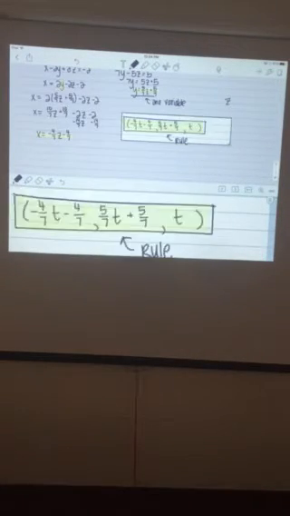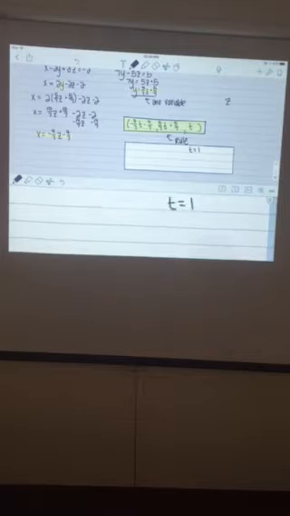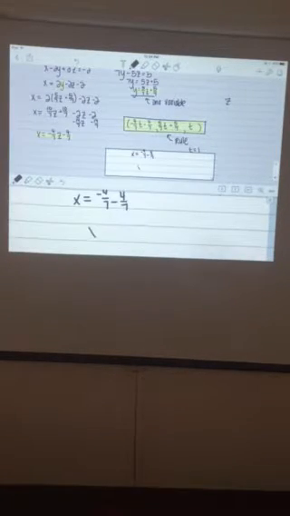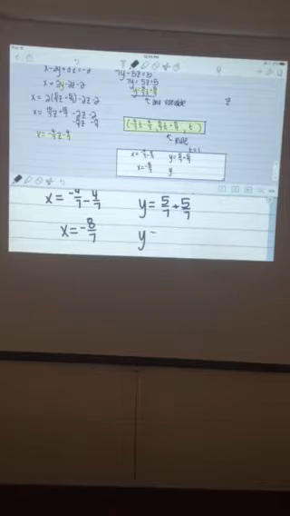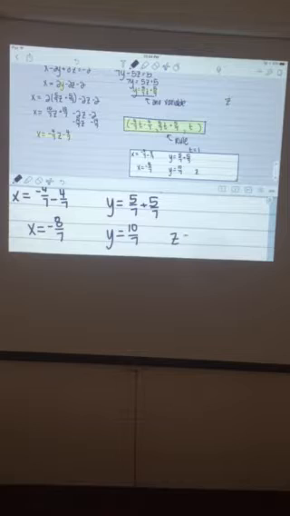So t can be anything. I'm going to pick everyone's favorite number, 1. Let t be 1, and you can find a solution to the system. So if t was 1, x would be -4/7 times 1, which is -4/7, minus 4/7. So x would be -8/7. Y would be, plug in 1 for t, you would get 5/7 plus 5/7, so you would get 10/7. And then t is just 1, so that's z.